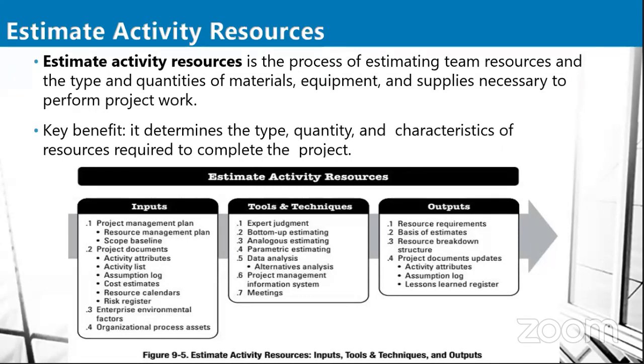When you're talking about an analogous estimate, you are simply using the actual cost of previous resources that you have used for a project as a basis to estimate your current cost for the resources. And when you're talking about parametric estimating, you're talking about the basis of activity duration and all that. So we talked about all this in previous lectures.